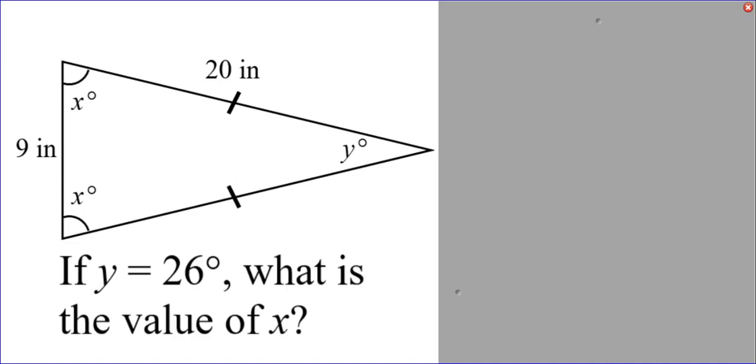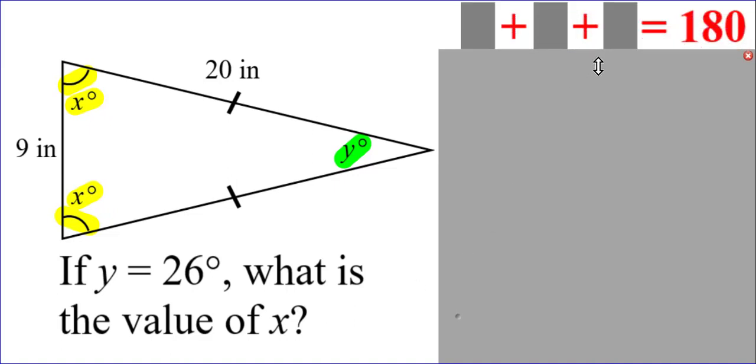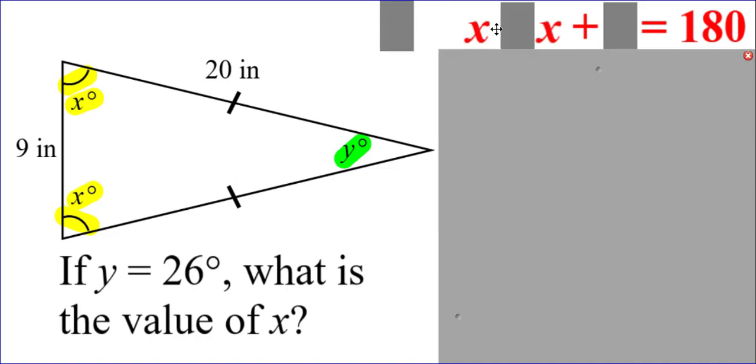If y equals 26 degrees, what is the value of x? All right, again, y is definitely this angle here, and x is this angle and also this angle. Those two angles are congruent. They are both called x. X is the same as x. What do we know about angles of any triangle? We know that the three angles are going to add up to equal 180 degrees. Our three angles are x, another x, and y.